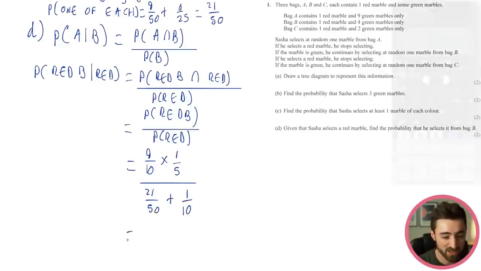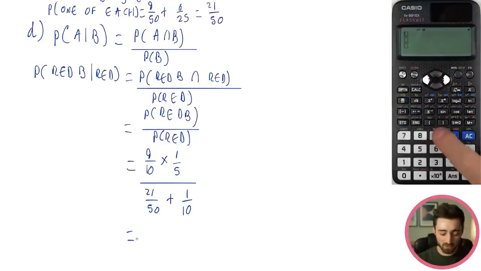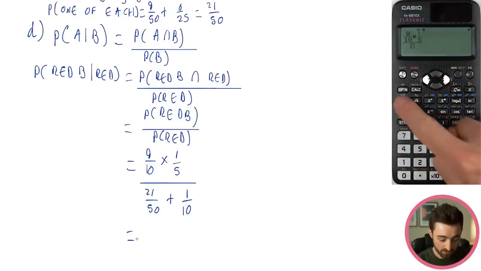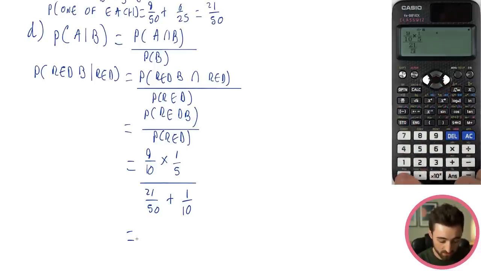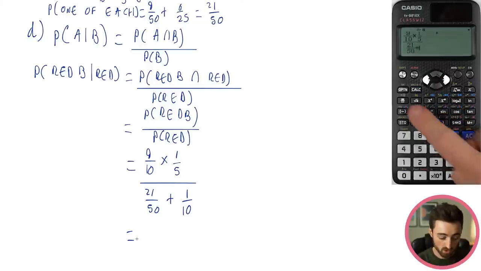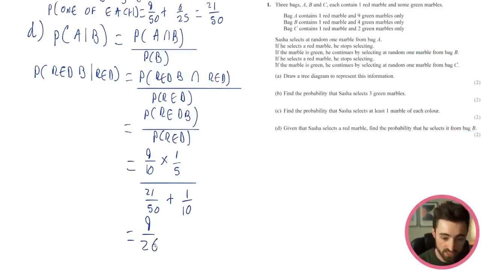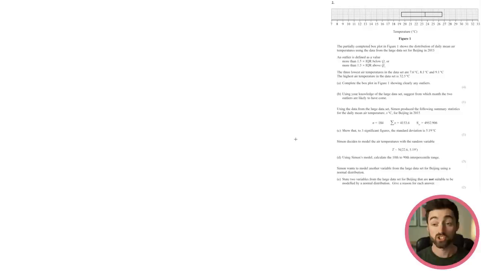Now straight to the calculator. Make sure you are careful with all of your syntax, all your fractions and brackets and stuff. So I'm going to get 9 over 10 times 1 over 5, and then all of that is going to be divided by 21 over 50 plus 1 over 10. And that is going to get me 9 over 26. And I believe we are good with question 1. Question 2 looks absolutely massive.